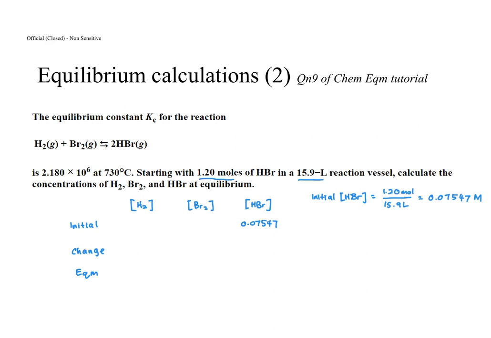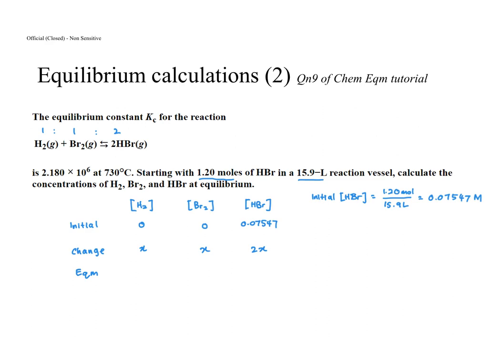There is no hydrogen gas or bromine gas at the start, so the initial concentrations for these two gases would be 0. Now to fill up the change in concentrations, we don't have any exact values to put in, so let's represent it as X. Let's look at the stoichiometric ratio of the gases. H2 to Br2 to HBr has a 1:1:2 ratio. So we could represent the change in concentration as X, X, and 2X.